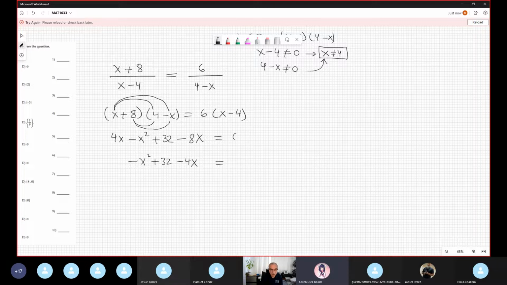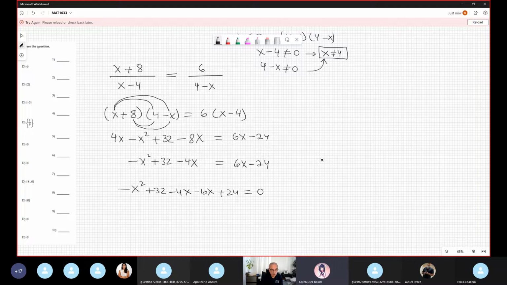And on the left, we have 6x minus 24. Let's do it differently. Let's move everything to the left. This is minus x squared plus 32 minus 4x minus 6x plus 24 equals 0.